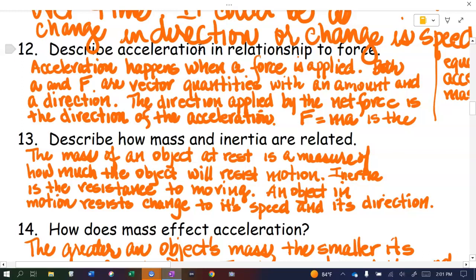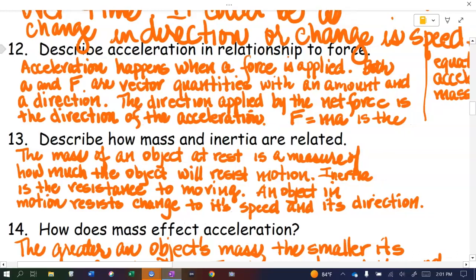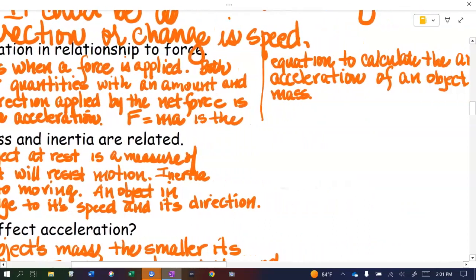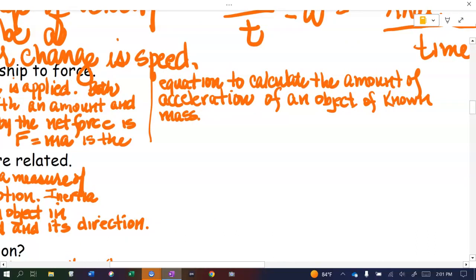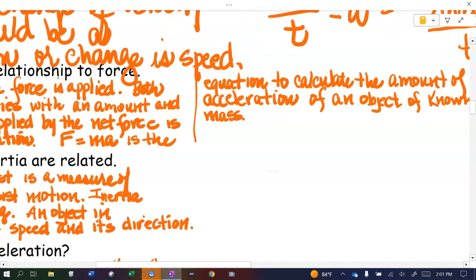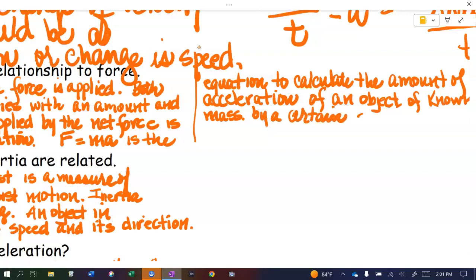So the force is equal to ma, right? That's Newton's second law. Force equals ma. So that is the equation to calculate the amount of acceleration of an object of known mass by a certain size force. So Newton's second law is the connection between force and mass.